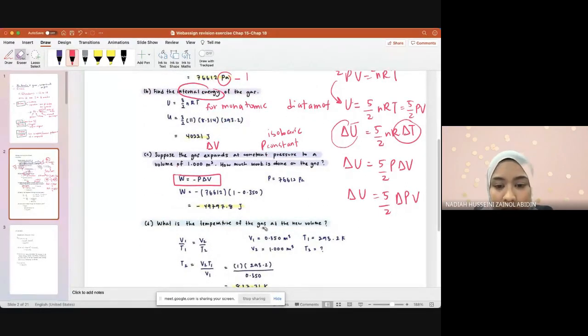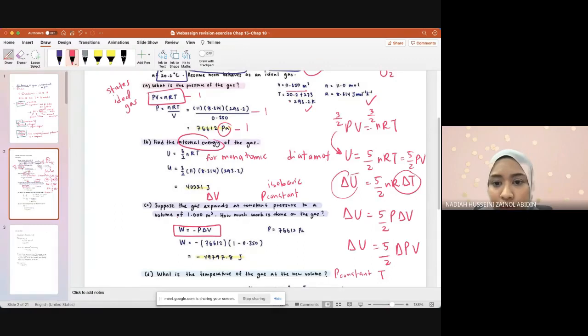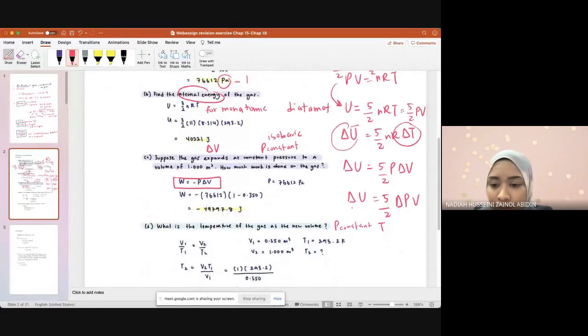Okay, so what is the temperature of the gas at the new volume? Here we already have the P, which is constant. We already have the T, it was given, which was 293.2 K. It's asking what is the temperature of the gas at the new volume. So the V initial was 0.35. The V final is 1.